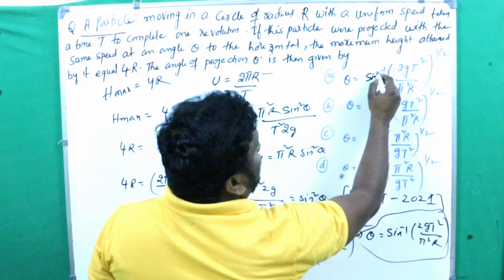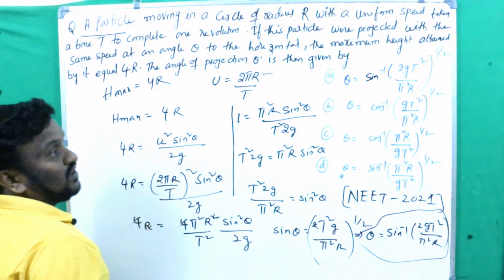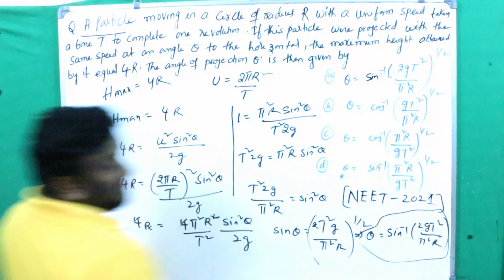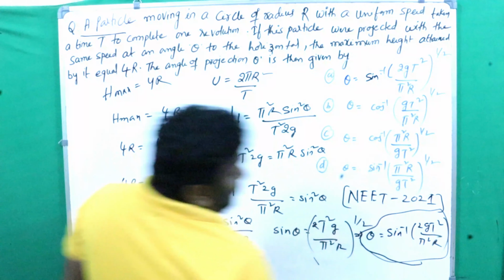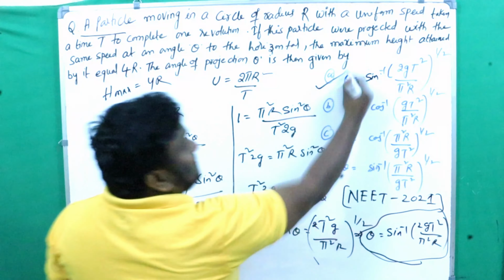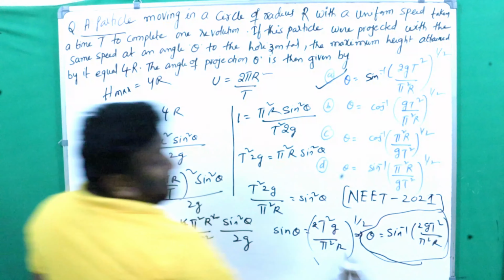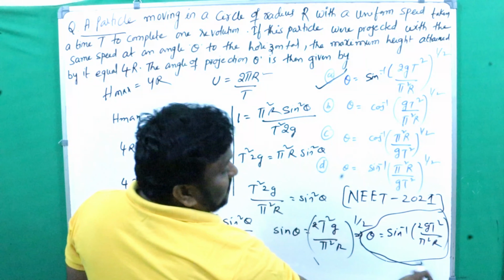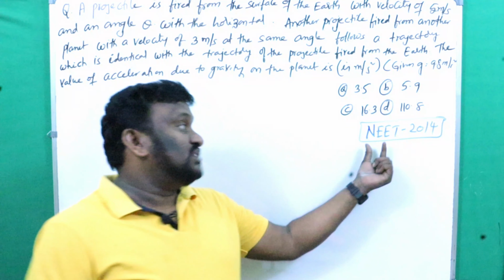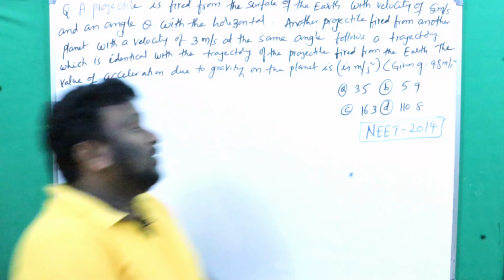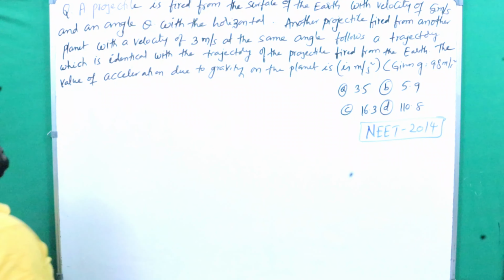So sine inverse of (2g t square by pi square r) whole to the power of 1 by 2. That's why, among the four options, this option is the right one. Theta is equal to sine inverse of (2g t square by pi square r). It was given in NEET 2014. Different question, watch very carefully.